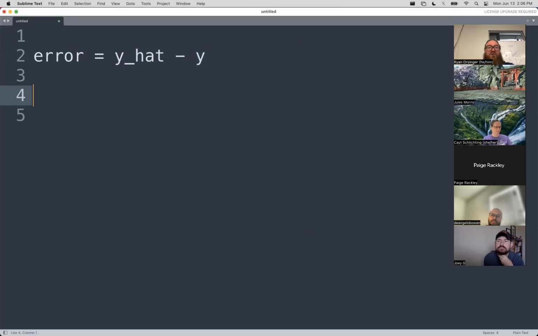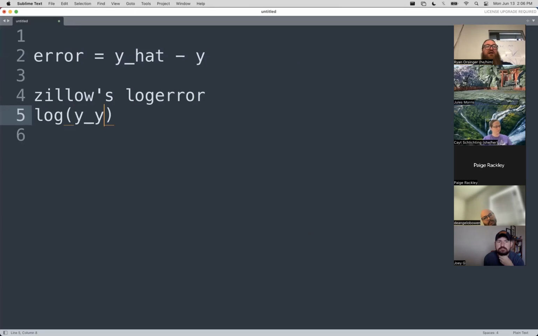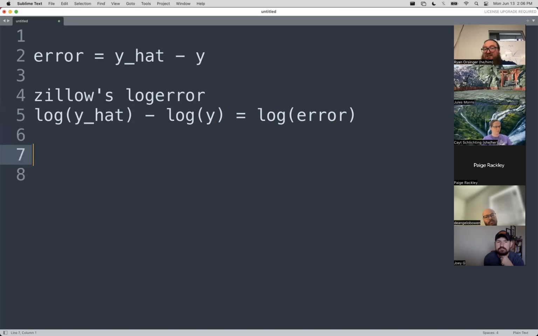Well, what's going on with Zillow's log error is it's taking the log of Y hat minus the log of Y, which is the same thing as the log of the error. So why is this interesting? Zillow put up $1.5 million as a purse prize in 2017 for this challenge here.